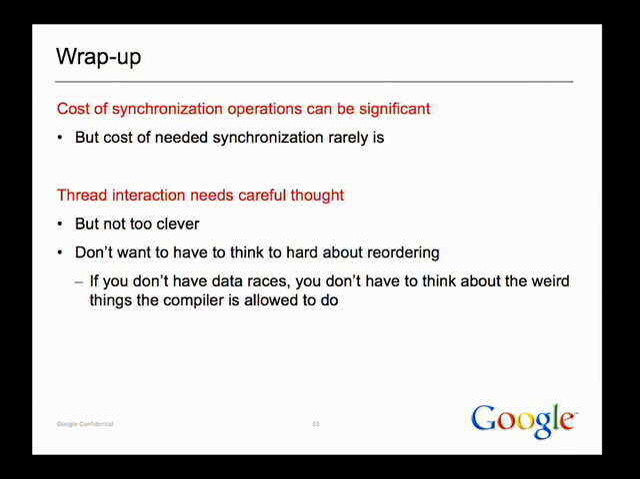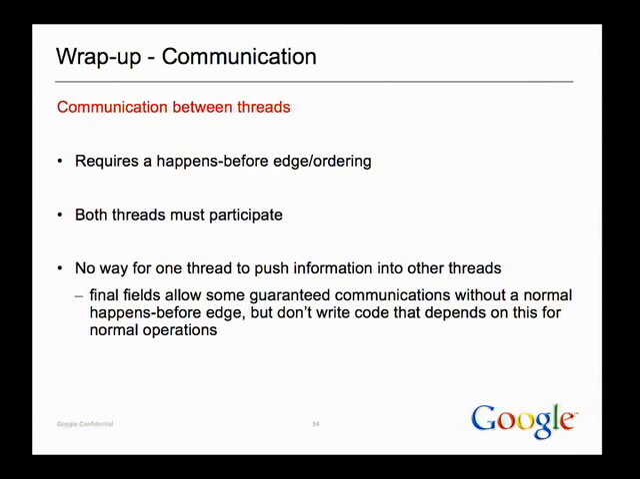So try to avoid data races, because if you don't have data races, you don't have to think too hard about it. Yes, you need a happens-before edge to communicate between threads. I've said that 30 times, so that's what this slide says. That's part of the wrap up.